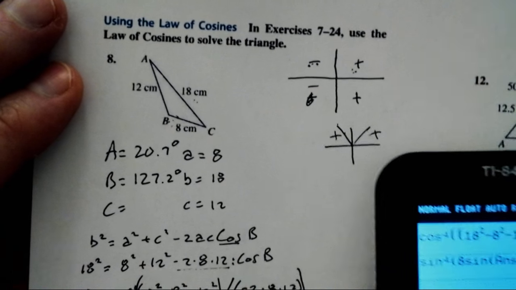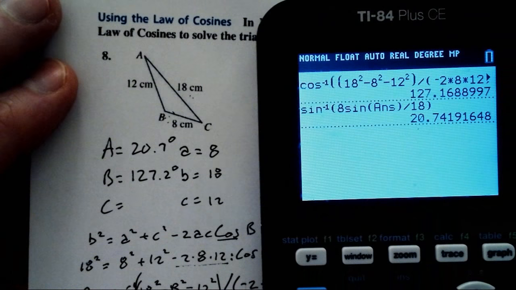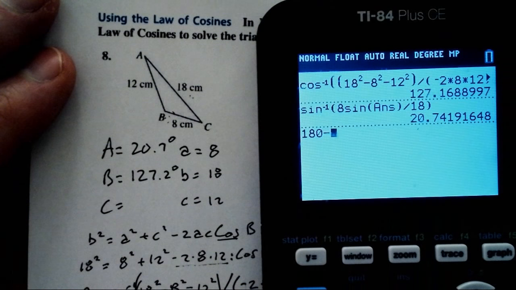And now we could use law of sines to find angle C, but better, of course, would just be, if we trust your work, 180 minus 20.7 minus 127.2.